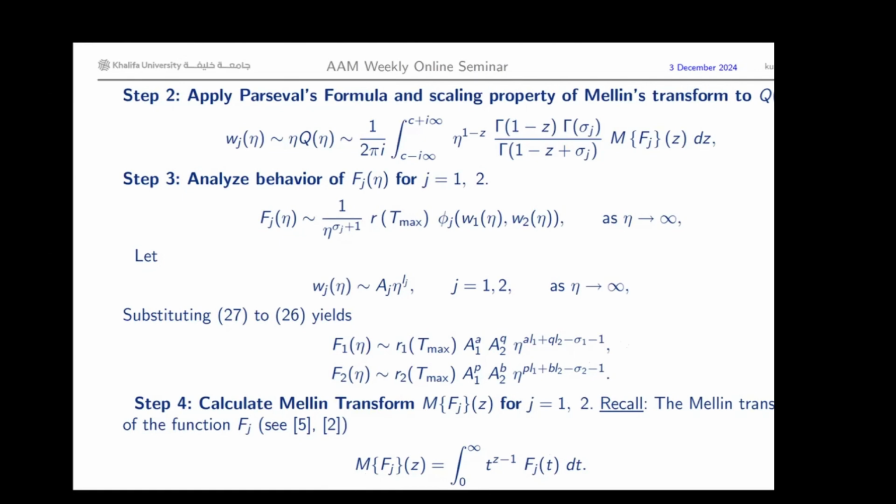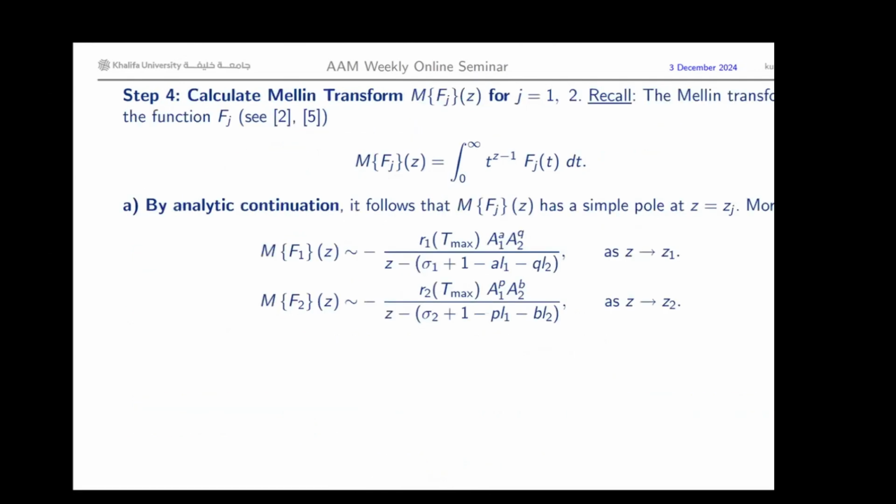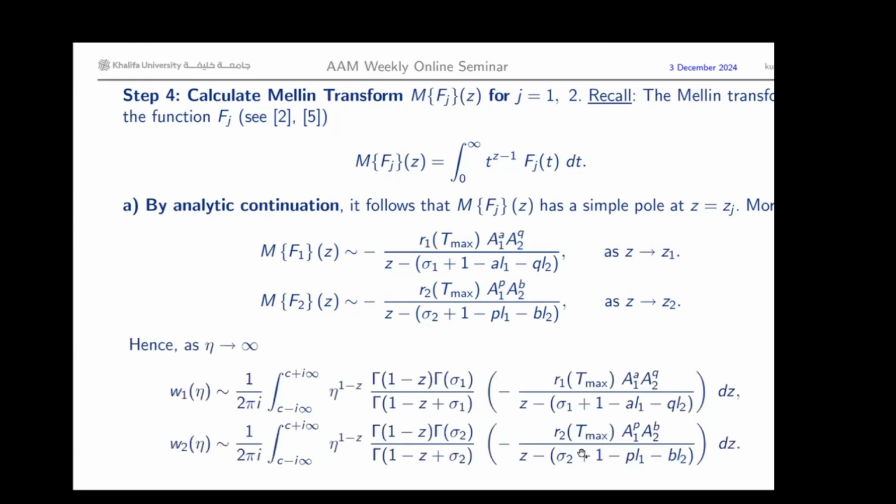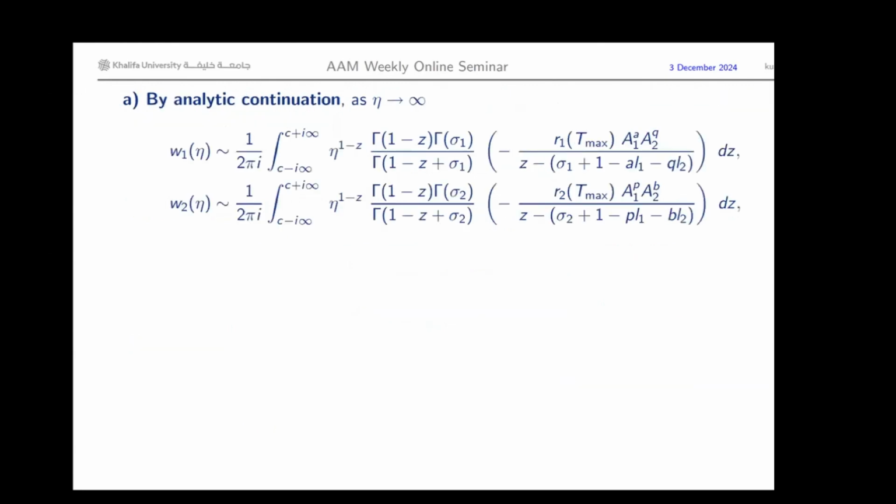Then what to do next? What to do next is to extend. By doing the analytic continuation, we can characterize the type of the singularities of Z1 and Z2. It turns out that the type of the singularities is a simple pole, so that we can express the Mellin transform of F1 and F2 to be of this form, and we substitute it into our integral, which I shall move here for better clarity, right?